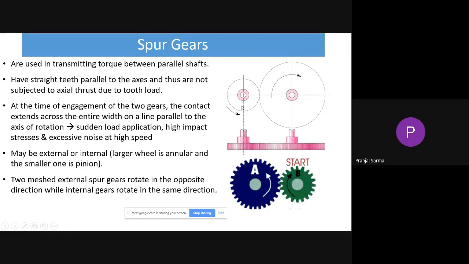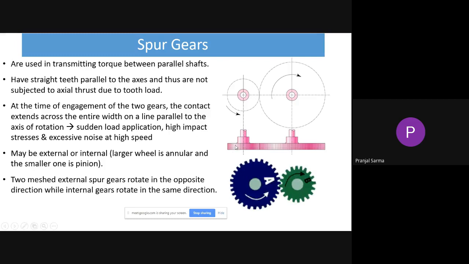So in that particular case, this is one view of it, and this is another view. Here this is the shaft, and another shaft is here, this one. As you can see, this shaft axis and this shaft axis are basically parallel. So that is the condition of parallel shafts. Now, to transmit torque or motion from this shaft to this shaft through the help of gears, we can use the spur gear.